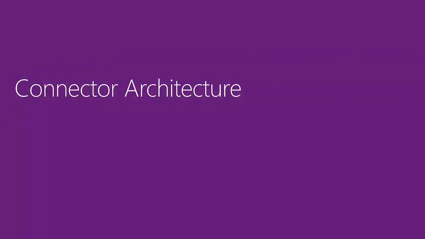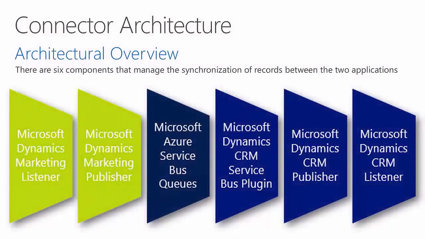Let's take a closer look at the connector's underlying architecture. Six separate components work together in order to facilitate the successful synchronization of records between Microsoft Dynamics Marketing and Microsoft Dynamics CRM. These include a listener and publisher component for Microsoft Dynamics Marketing, a listener and publisher component for Microsoft Dynamics CRM, a set of service bus queues that reside in Microsoft Azure, and the service bus plugin that monitors for any related create, update, or delete requests in Microsoft Dynamics CRM.